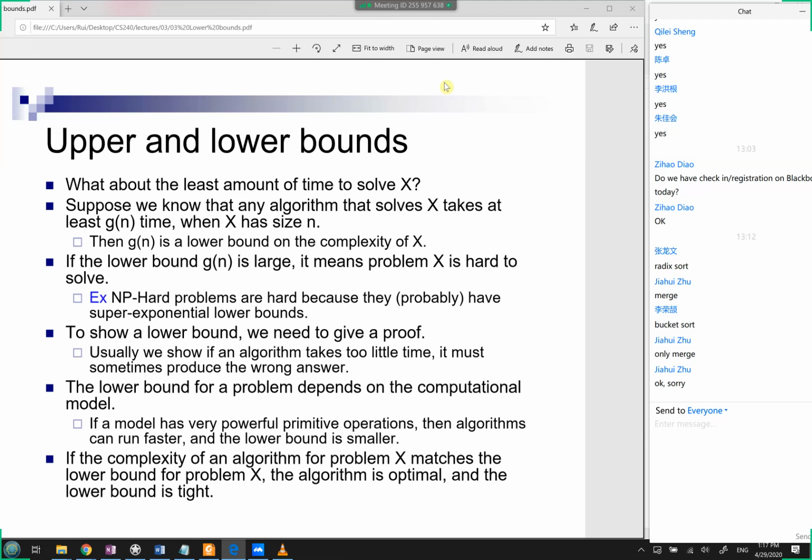So for example, for this sorting lower bound, this n log n lower bound, you can actually show that this is an average case lower bound, meaning that if you get n random numbers, then on average, your algorithm is going to take n log n time. It's not just one particular input that makes it take n log n time. If you get a random sequence of inputs, it's going to take n log n time. But usually we're going to prove worst case lower bounds.